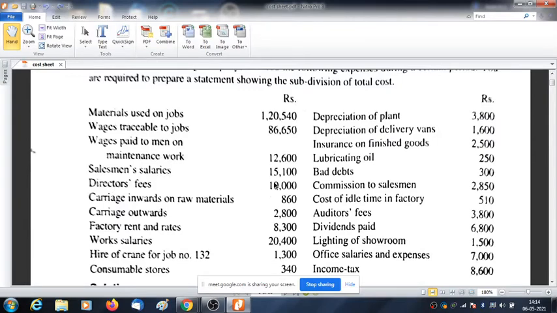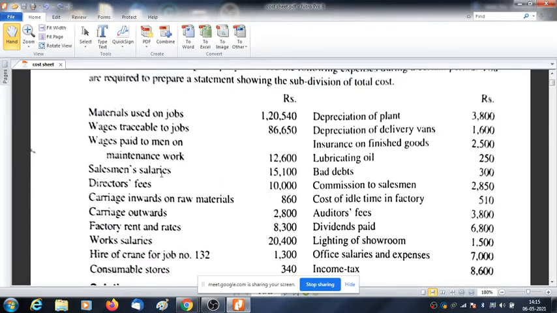Salesman salary. Under which head would it come? Just think. Don't be in a rush. Think and just tell me. Salesman salary. Just think. Because in practical problems you need to think. Don't rush in or don't be in a haste. Otherwise you would make a mess. You would make some mistake.